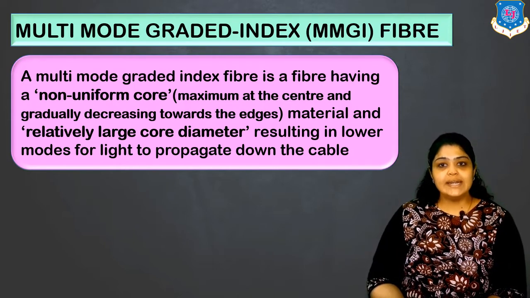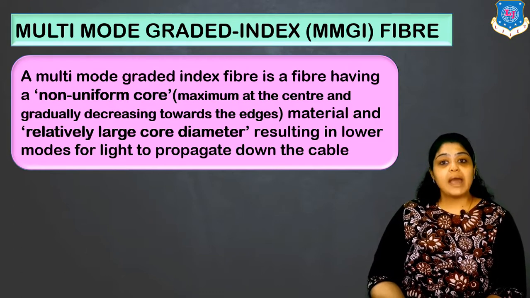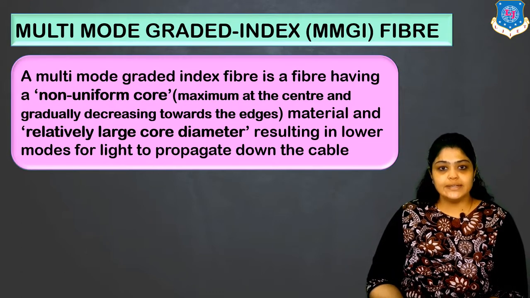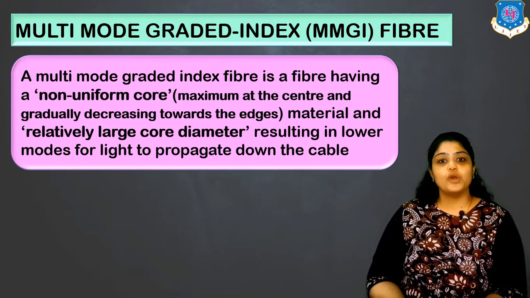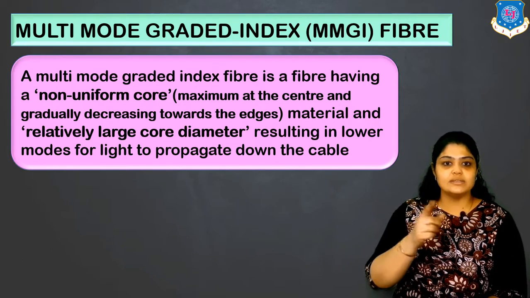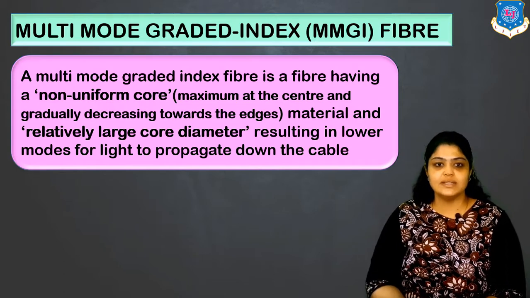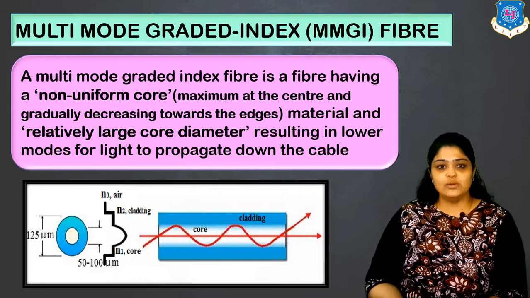So multi-mode graded index fiber is a fiber having a non-uniform core, maximum refractive index at the center, gradually decreasing towards the edges, and it has a relatively large core diameter resulting in lower modes of propagation to propagate down the cable. Because it is multi-mode, comparatively less, when you are comparing with step index, single mode, it would be less number of modes. And this is how the fiber looks like.